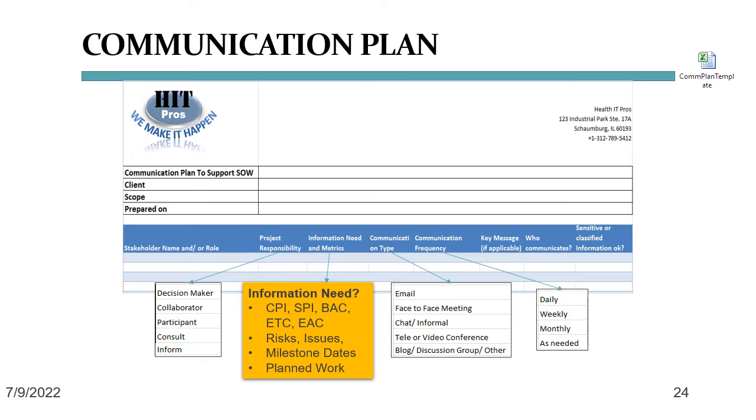You can see here a template for a communications plan, which I have actually used professionally. Most of the columns should look familiar to you, and some of the stakeholders' information needs, items like SPI, CPI, ETC, planned work, and so on, should not come as a surprise. However, let's take a look at the last three columns: key message, who communicates, and sensitive or classified information.